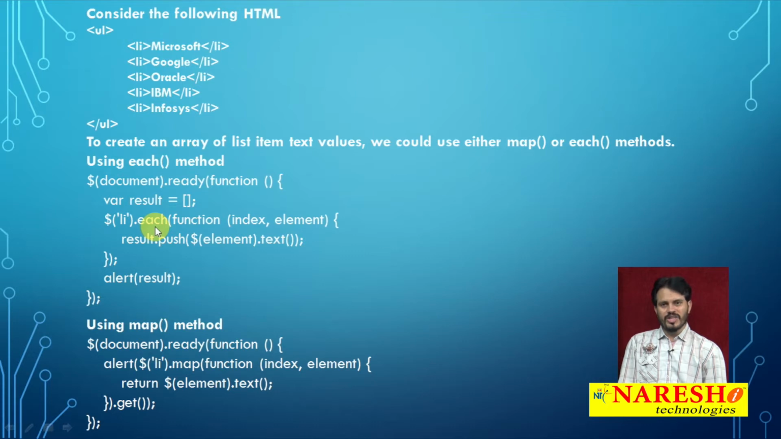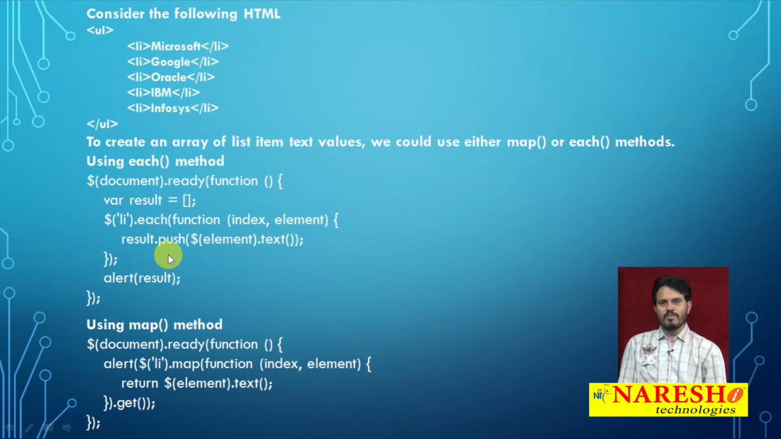the each method is used to iterate over the set of matched elements, and it requires a callback function to be invoked for each iterated element, with two parameters: one is index and one is element. The index represents the index number of the current element coming to the each method, and the element is the current element. I push this element's text value into the result array, and after that this result array is displayed in an alert box. So this is how we do it using the each method.